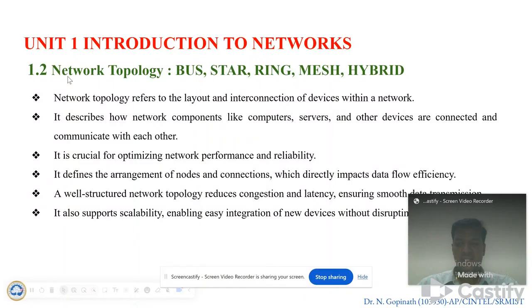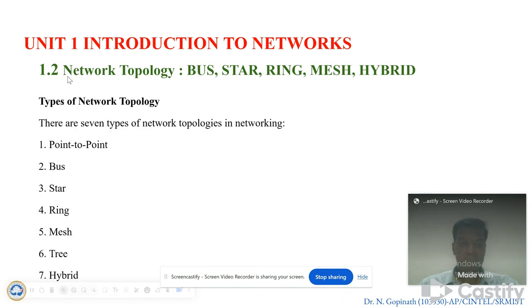Next we will move on to the second topic, that is network topology. It is having bus, star, ring, mesh and hybrid. So the term network topology refers to the layout and interconnection of devices within a network. It describes how network components like computers, servers and other devices are connected and communicate with each other. It is crucial for optimizing network performance and reliability. It defines the arrangement of nodes and connections which directly impact data flow efficiency.